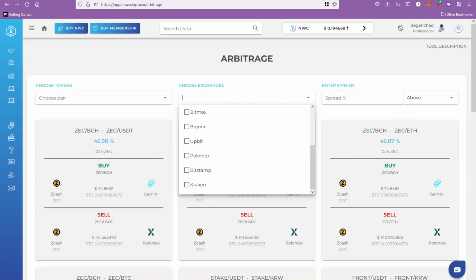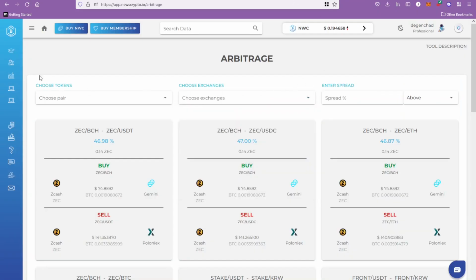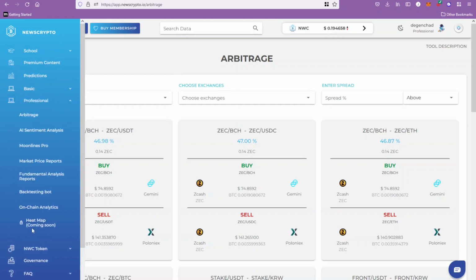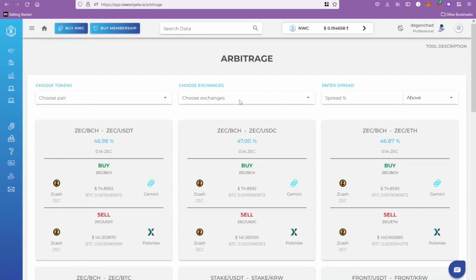And so yeah, if you guys are new and want a platform to help you learn the basics in crypto, these guys at News Crypto have got a nice platform. They've got lots of different tools. I just went over arbitrage today, and I will be doing more videos on different ones here. As you can see, this is a good platform and shows how you can take advantage of differences in price between different exchanges.